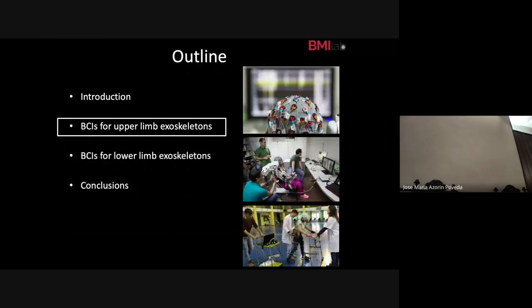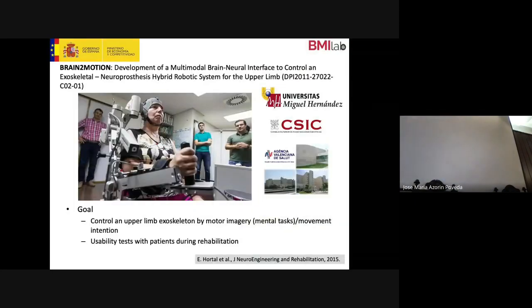Okay, so let me start, first of all, with the brain-computer interfaces that we have developed for commanding upper-limb exoskeletons. For that kind of project, I would like to present a project called Brain to Motion. It's a project that we developed some years ago. It was done in collaboration with several centers, with the CSIC in Madrid, and also with a hospital in Alicante. This project has different goals, but here I'm going to present only this goal.